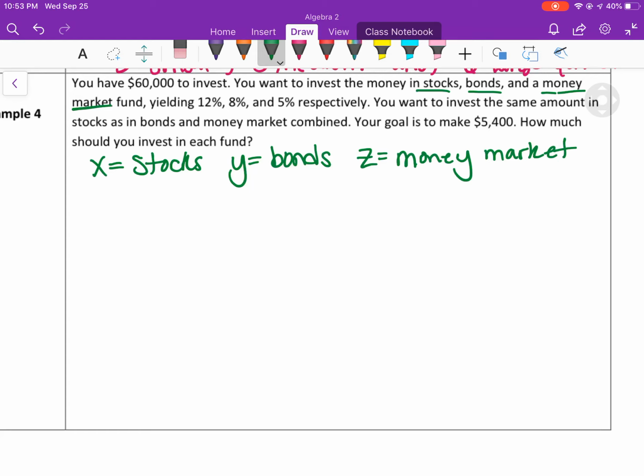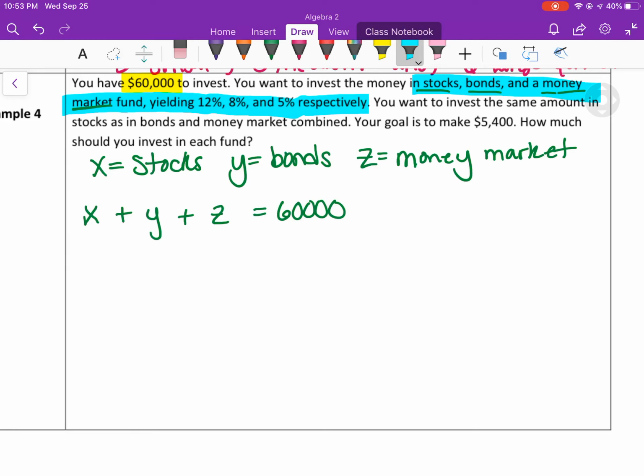So I have a total of $60,000 to invest. So all together, when I put the money together between the stocks, bonds, and money market, I have a total of $60,000 to invest. Then I have stocks, bonds, and money markets yield 12%, 8%, and 5% respectively. So in that order, the stocks are 12%, which is 0.12X. 8% is 0.08Y. 5% is 0.05Z.